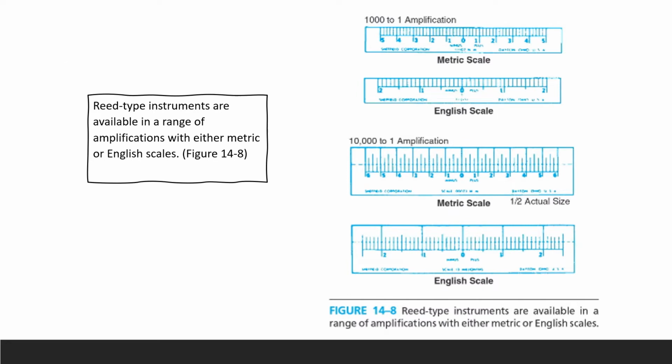Reed type instruments are available in a range of amplifications with either metric or English scale. So we have metric and we have English, and here again metric, and then here is your English scale. We call it British scale actually. So that's your 1000 to 1. Here's a 10,000 to 1 amplification.